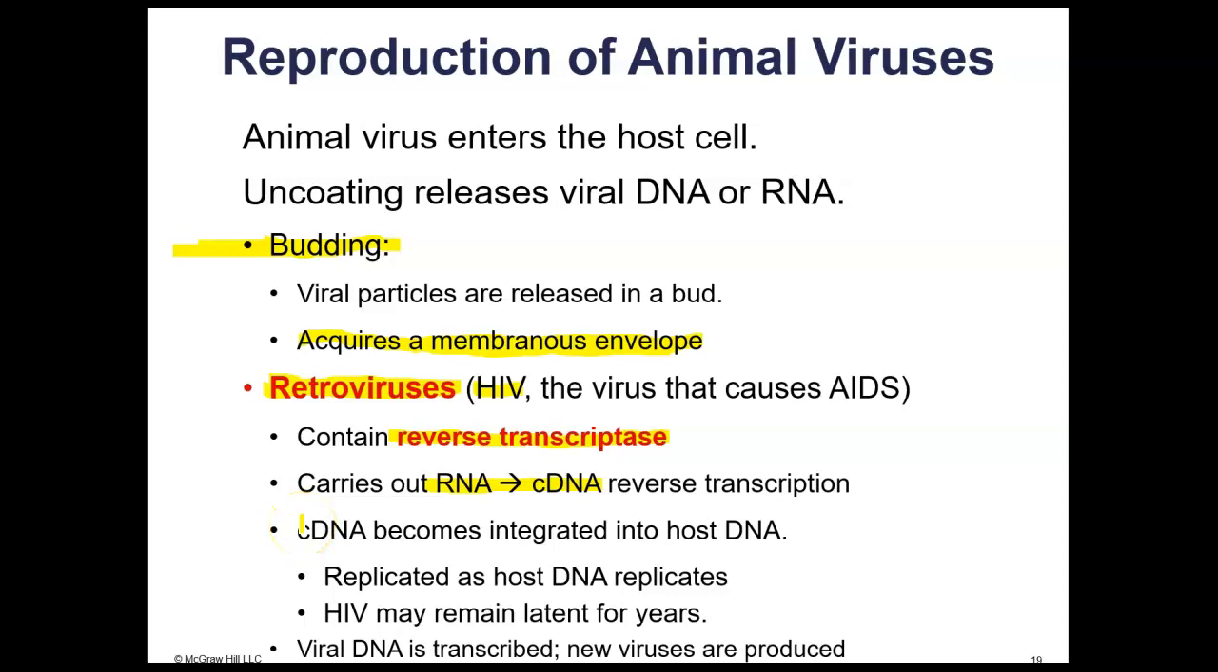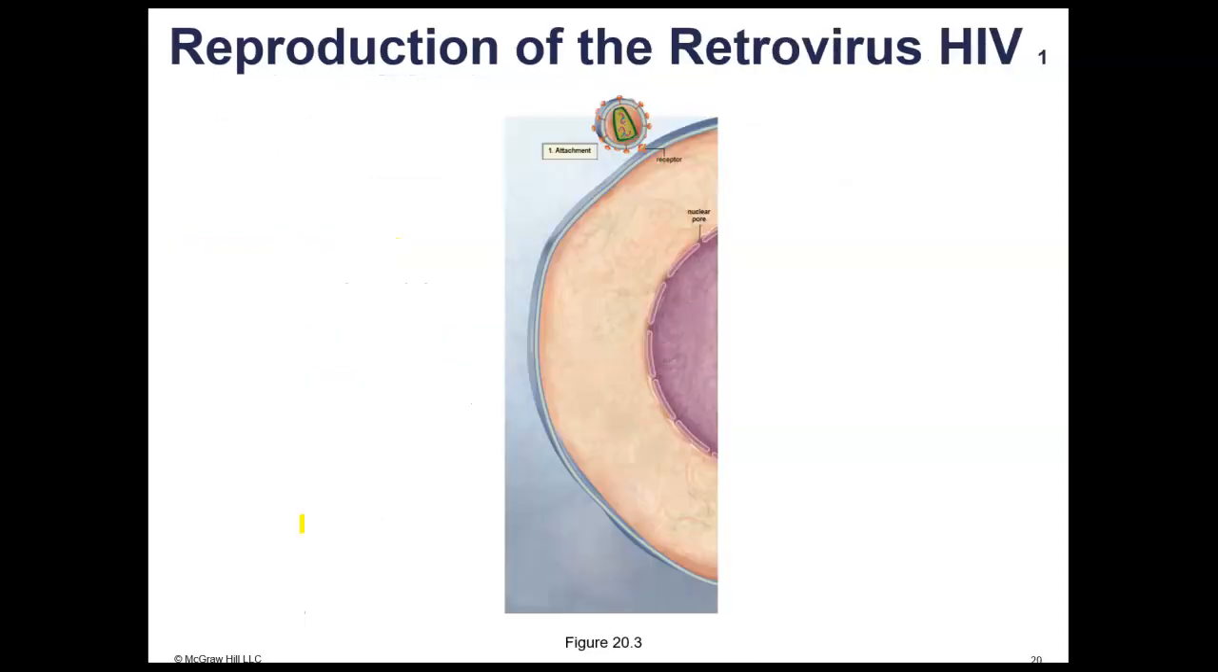And this is kind of like the lysogenic cycle because it allows that virus, such as HIV, to remain latent sometimes for years. After a while, the viral DNA is transcribed into RNA again. New viruses are produced, we say the virus has become active. So this is how the HIV works, which is a retrovirus.